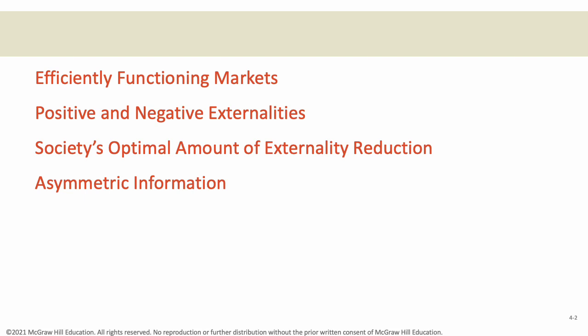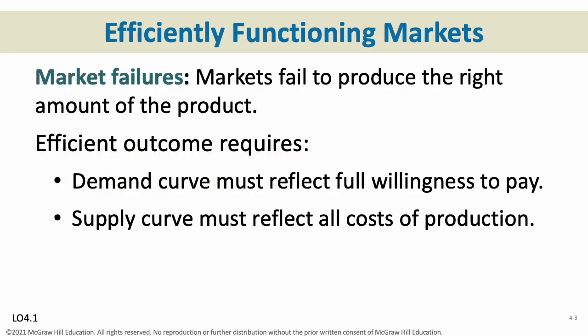And then we're going to look at what are known as externalities. And externalities are situations where a product can have unrealized positive or negative benefits. We're also going to look at society's optimum amount of externality reduction. And finally, take a look at what we mean by asymmetric information. For markets to function efficiently, markets, remember, have to produce the right mix of products and the right amount of products. So a market failure is when a market fails to produce the right amount of a product.